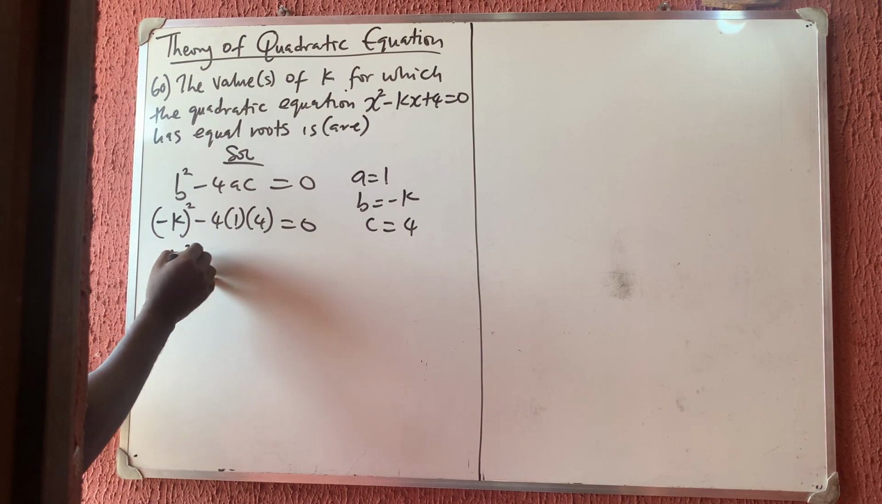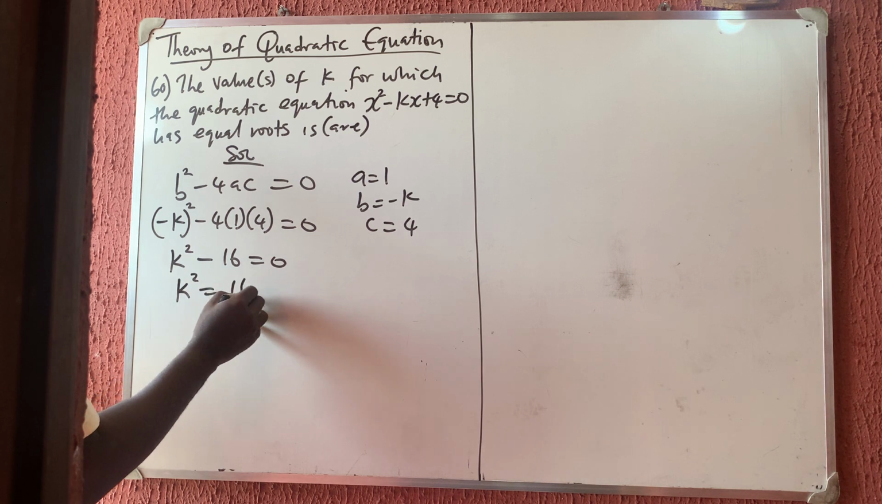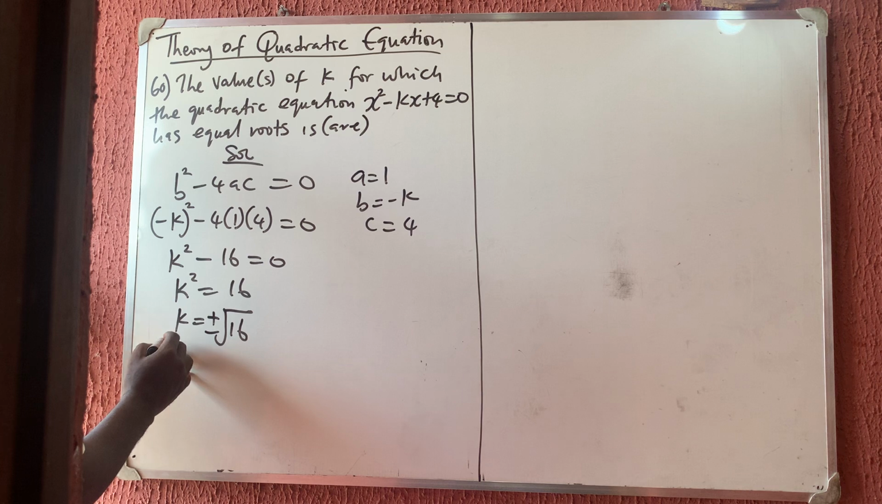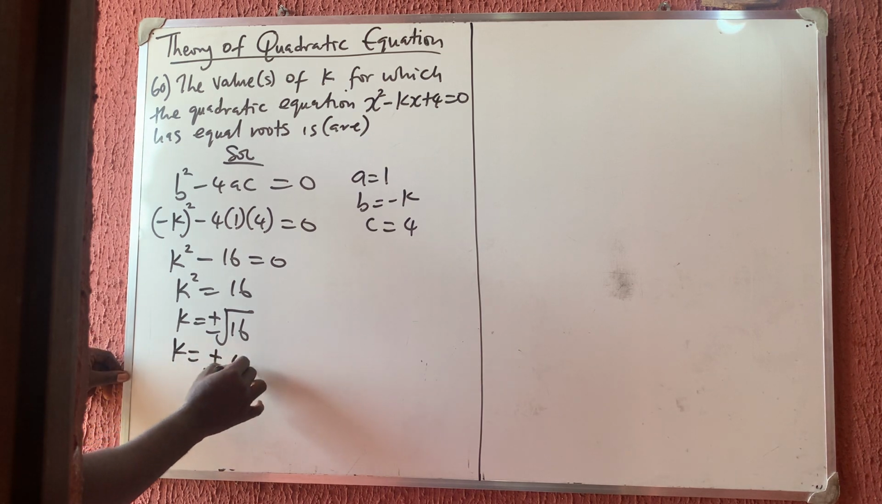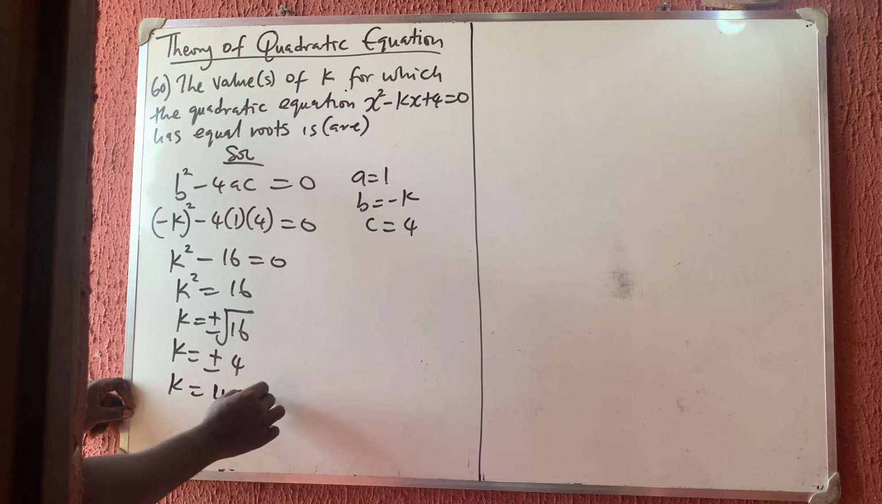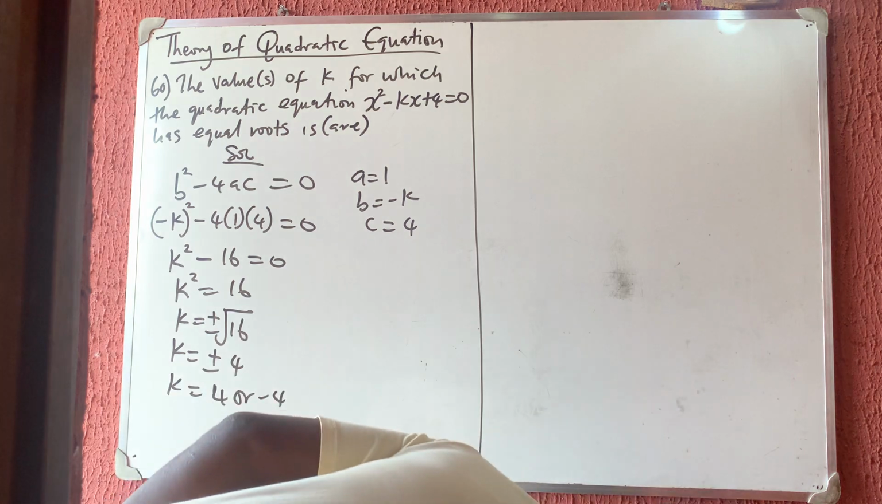So this is k squared minus 16 is equal to 0. So I have that k squared is equal to 16. So k will now be the square root of 16. Don't forget your plus or minus. So k is equal to plus or minus 4. That means that k is equal to 4 or minus 4. Right? So that is that for that. We move to the next question.